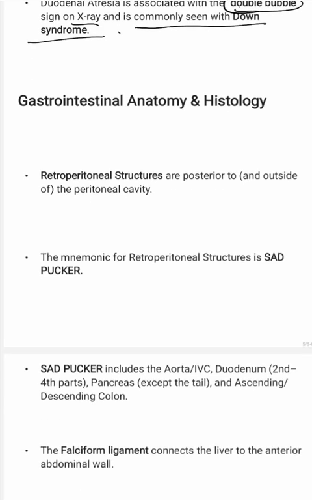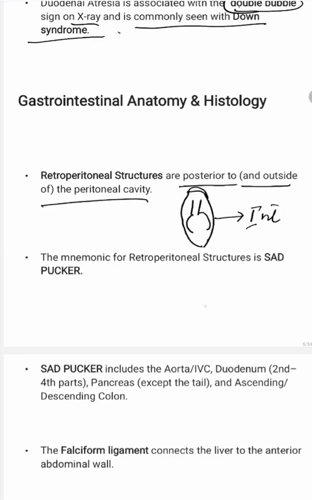Retroperitoneal structures are posterior to and outside of the peritoneal cavity. Now, let's suppose there is a structure that is enclosed by peritoneum on both surfaces. This is known as intraperitoneal. If there is peritoneum just on the front, then this is known as retroperitoneal.